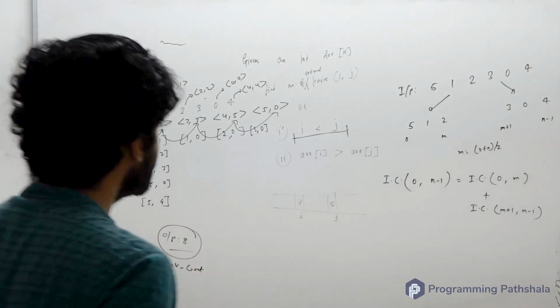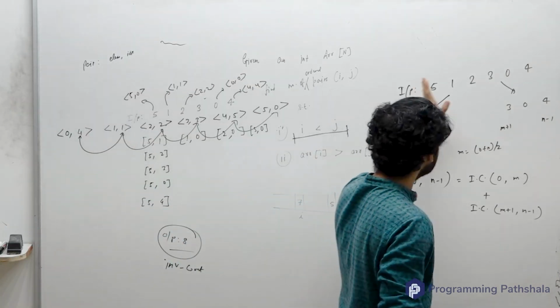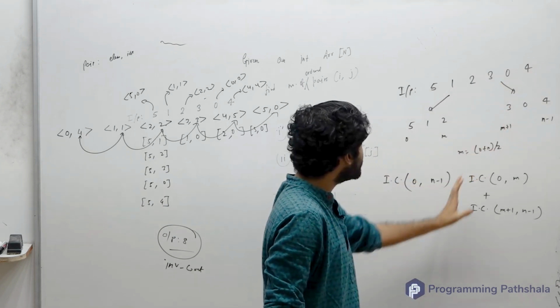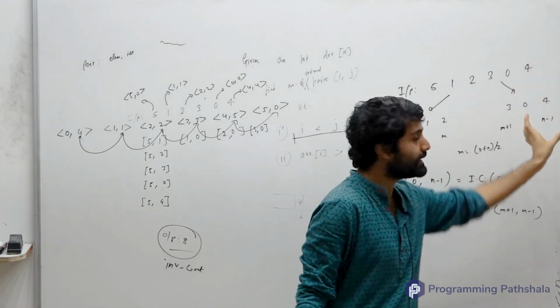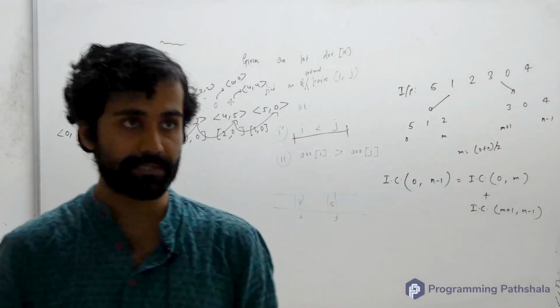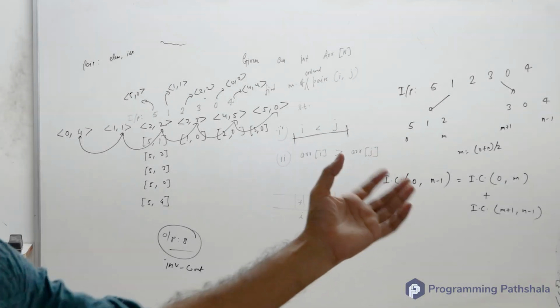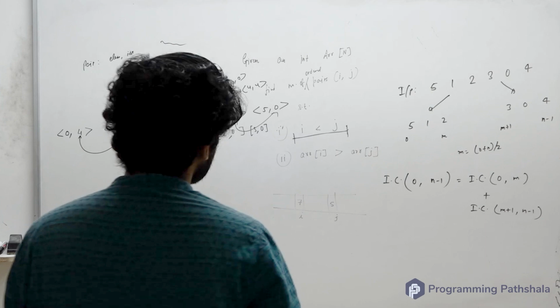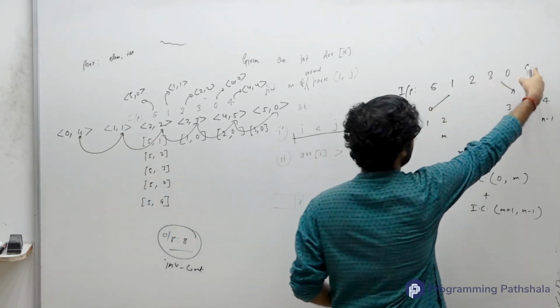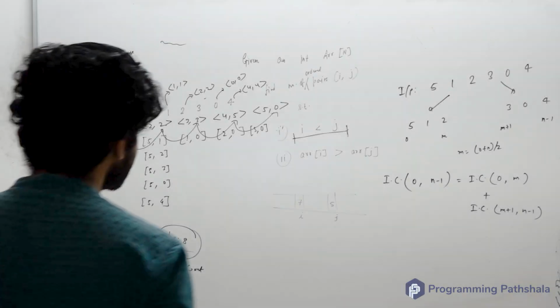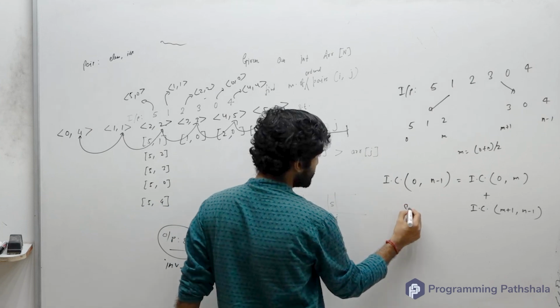So if you are supposed to find the inversion count of the entire array, can I write that as the inversion count of the left part plus the inversion count of the right part? Now just take your shot and tell me whether it is right to say or not. So let us just check whether this is right or not. So for this entire array, what was the inversion count? This was 8, right?